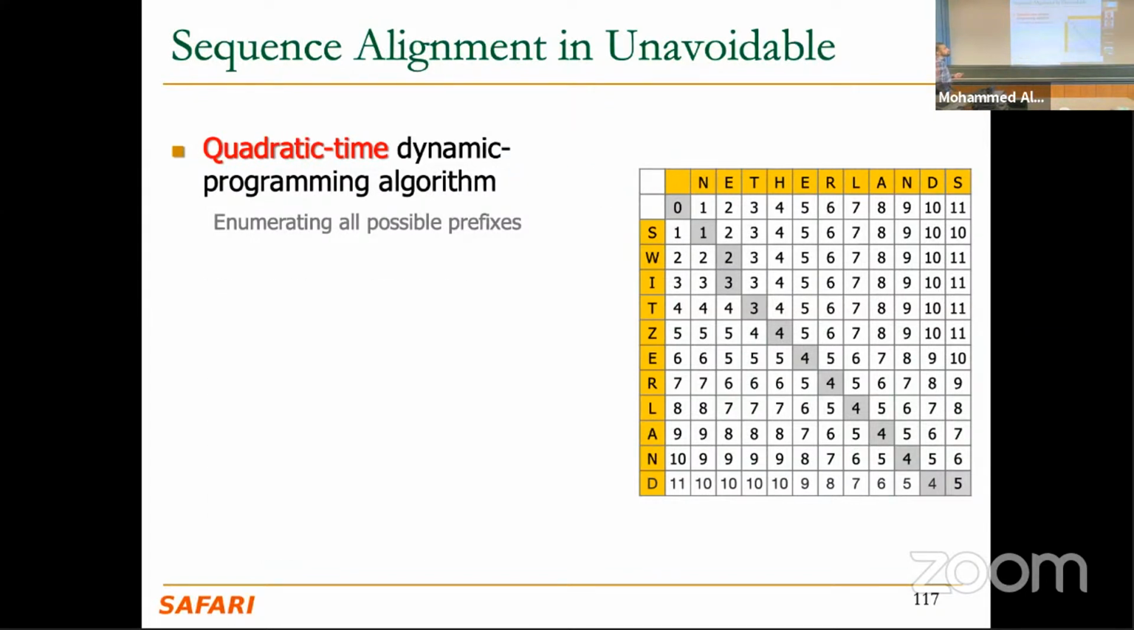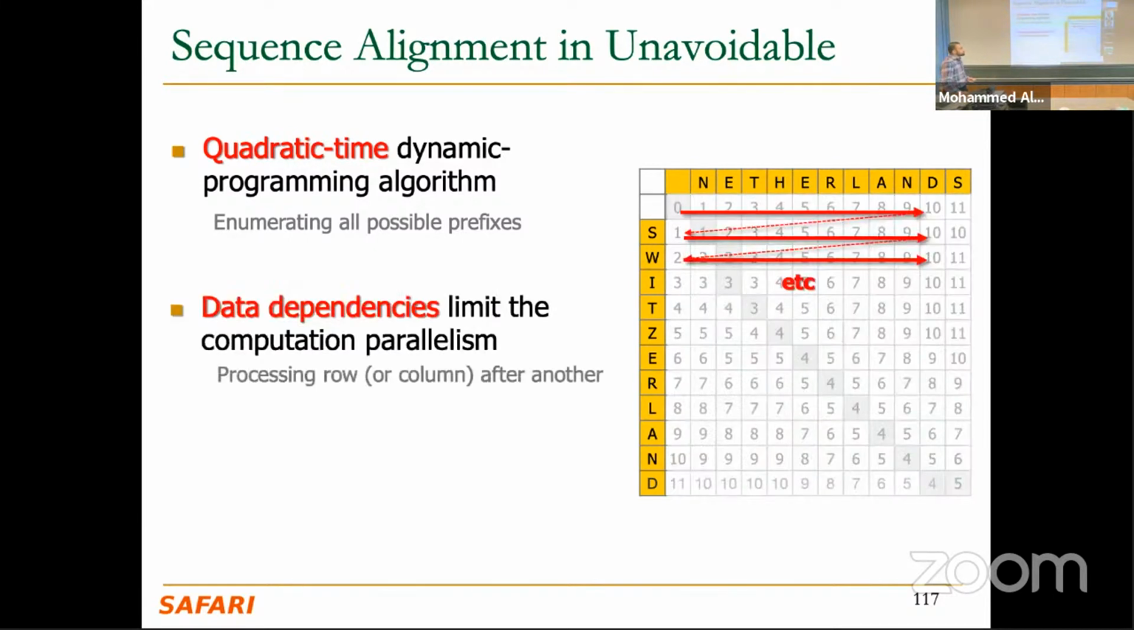However, this is a quadratic time algorithm. It's very expensive, quadratic in the sequence length. So if the sequence length is 100, that is something. If it is a 1 million long sequence, then that is really very expensive to perform because you need to build a million by million table for the sequence alignment.